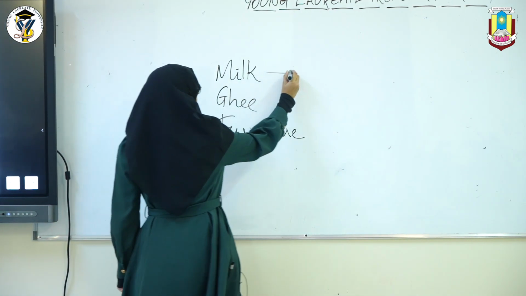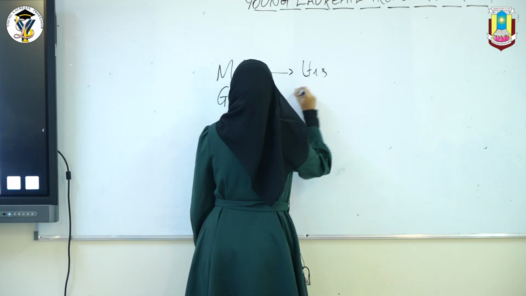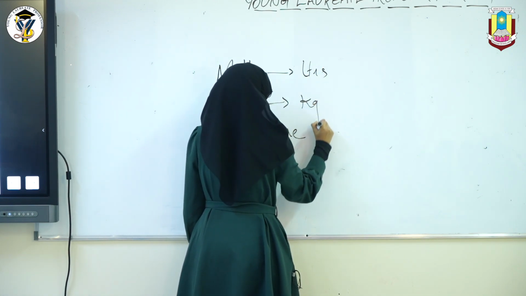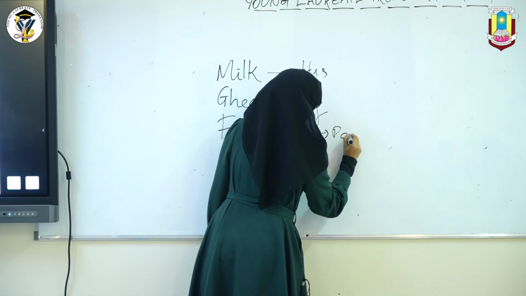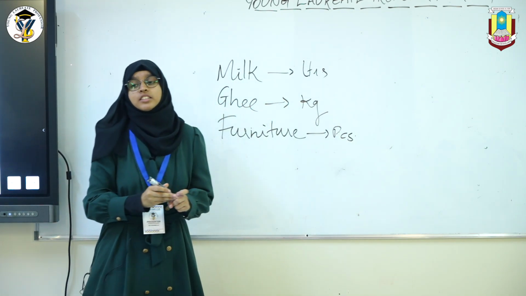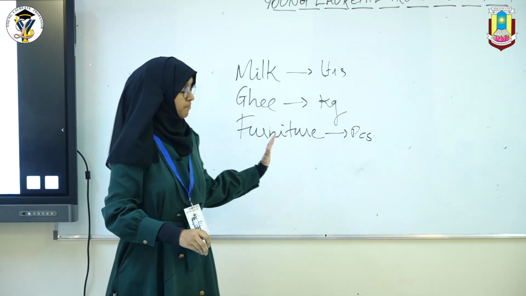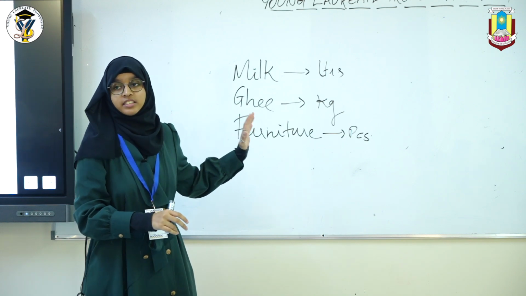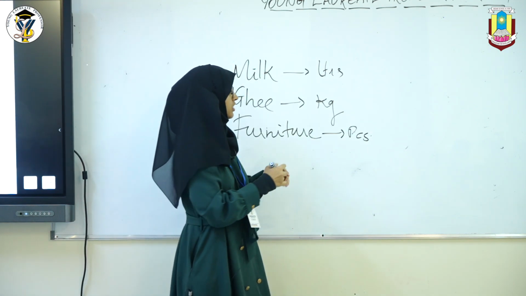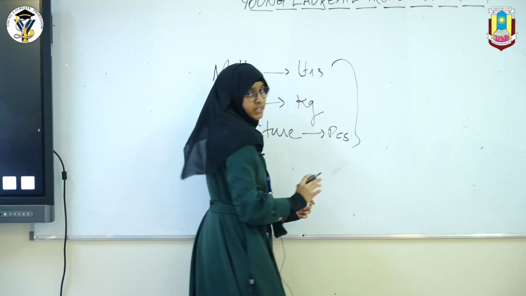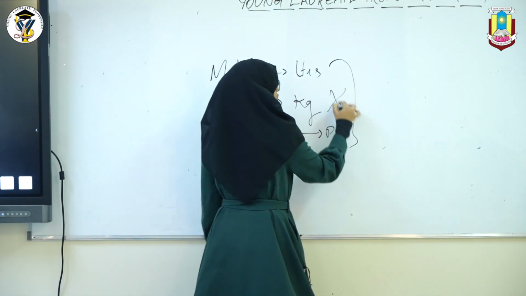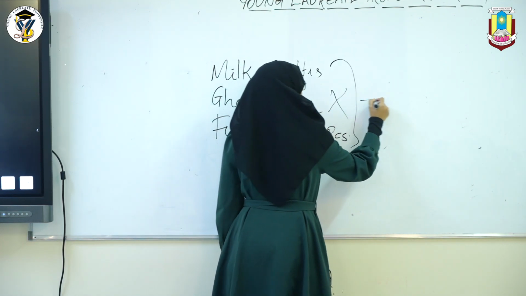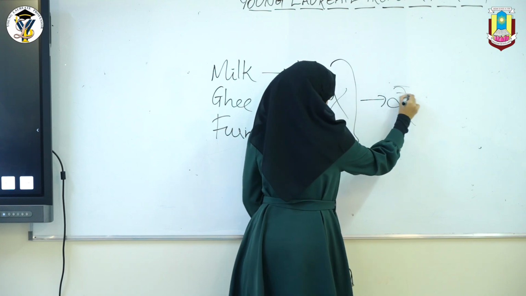Milk we measure in liters, ghee in kgs and furniture in pieces. If we calculate on the basis of these measures, it will be really difficult and complicated. So, we don't calculate on the basis of these measures, we calculate on the basis of money.